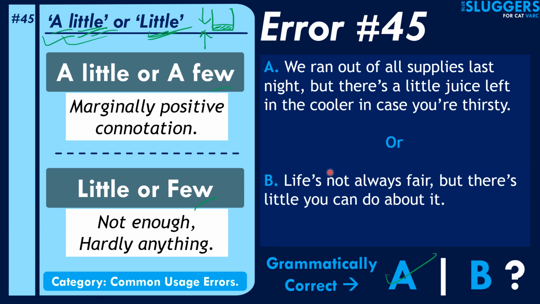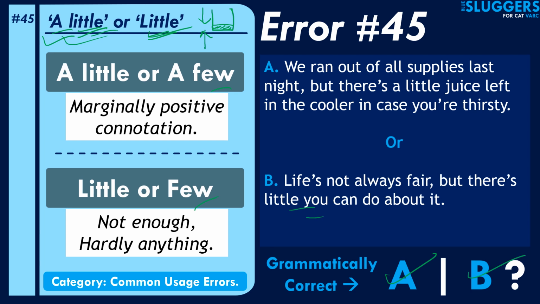Next one: life's not always fair, but there's little you can do about it. So even this is correct. Yes. Life's not always fair, but आप ज़्यादा कुछ इसके बारे में कुछ कर नहीं सकते. It seems to have a kind of pessimistic tone, so even this is correct.